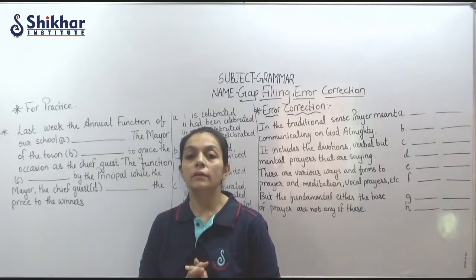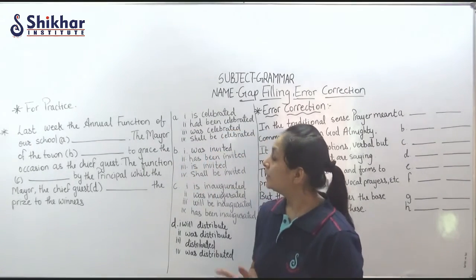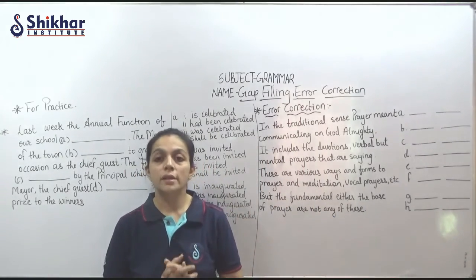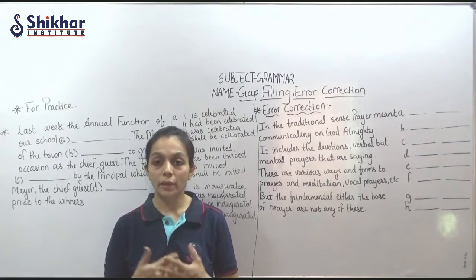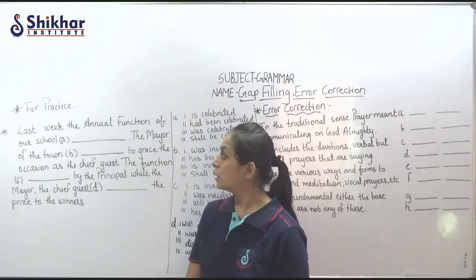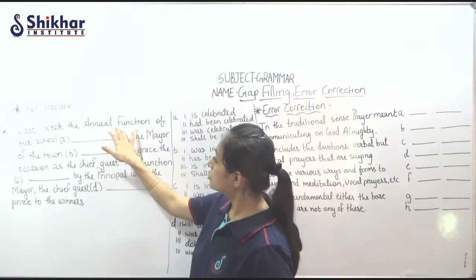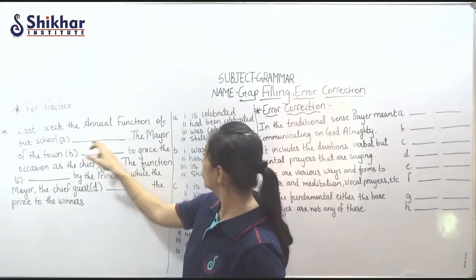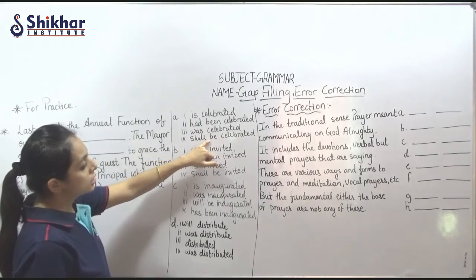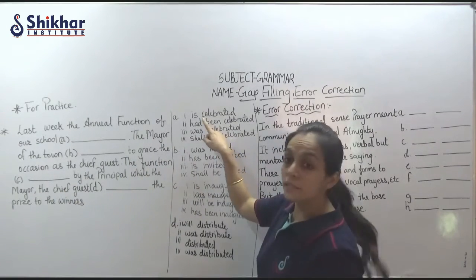Now see everyone, we have seen the rules for subject verb agreement, correct? Now with that I have also taken gap filling and error correction. Two exercises I have taken for practice, so you get the better idea and you know that in practice we are doing that, right? So let us start one of the paragraphs I have taken. See, last week the annual function of our school dash, so is celebrated, had been celebrated, was celebrated and shall be celebrated. Now here how we will come to know which tense is to be used?